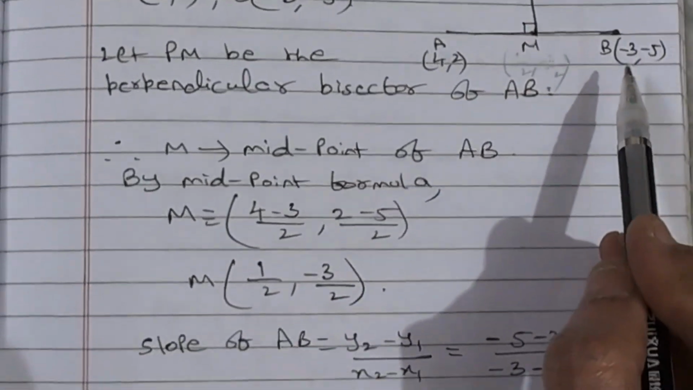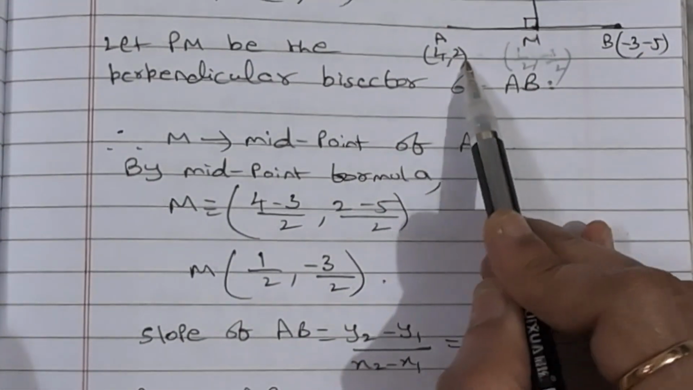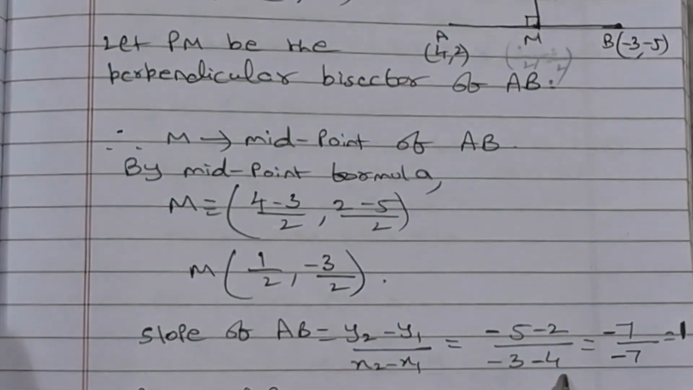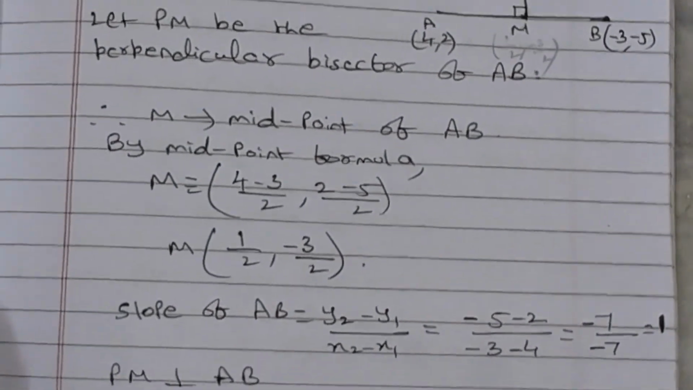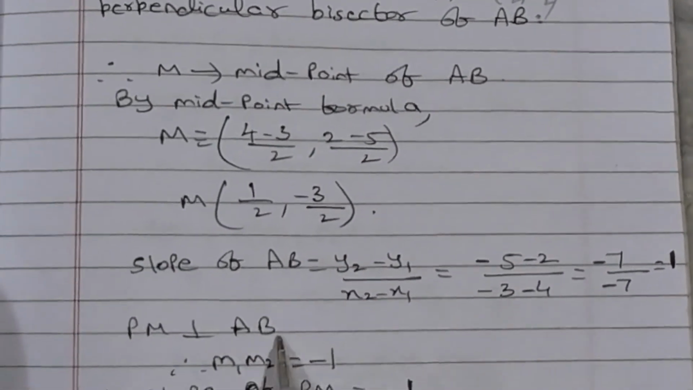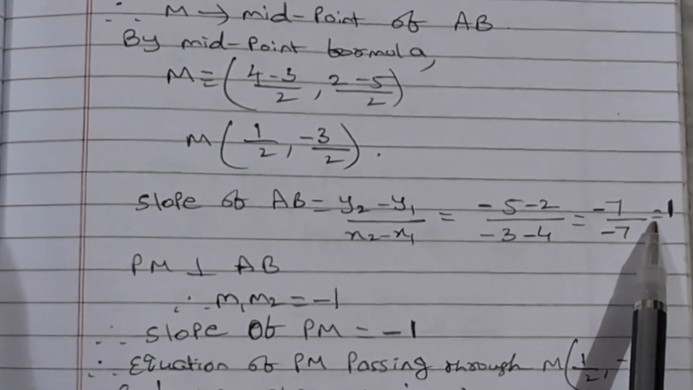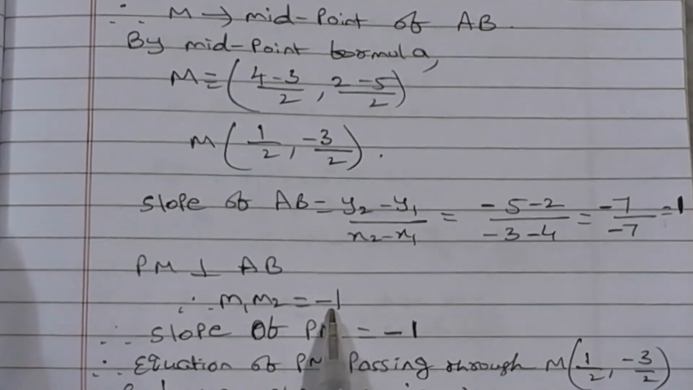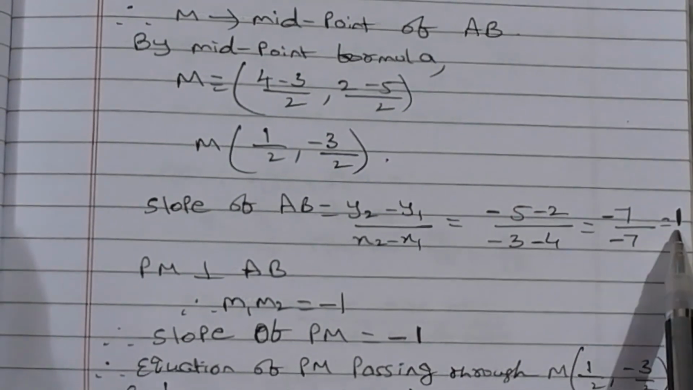You can find the slope of AB. Slope of AB is y2 minus y1 upon x2 minus x1, -5 -2 upon -3 -4. So -7 by -7, 1 हो गया. Now PM is perpendicular to AB. So slope of PM will be the negative reciprocal of the slope of AB, क्योंकि m1 m2 = -1 है. So AB का slope 1 है. So PM का slope इसका negative reciprocal.